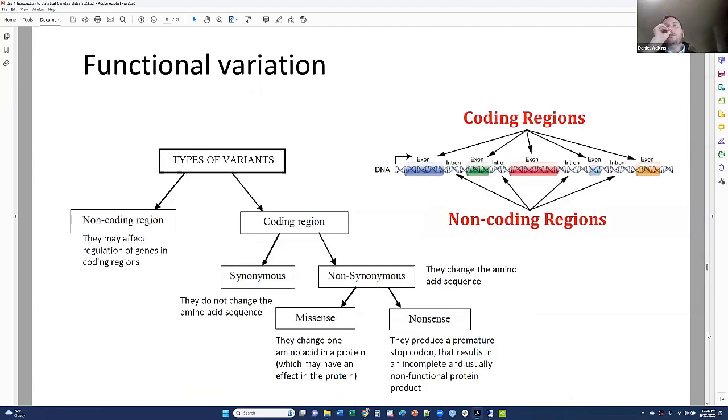Okay, so far we've talked about the physical structure or sequence of DNA, but we can also look at it from a functional perspective, right?